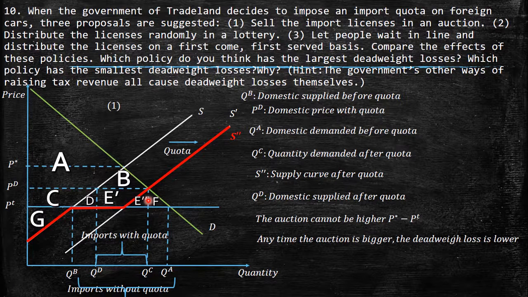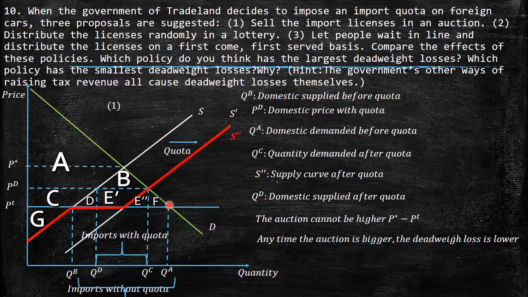Okay, and the third, let people wait in a line, distribute the licenses on a first come first served basis. It's going to be the same. It's going to be DNF, the deadweight loss, but we have to take into account the opportunity cost. So the time that you are wasting waiting in a line is going to be represented as a cost, because you can maybe do something else instead of waiting in a line. So it's going to be, between quotation marks, a higher deadweight loss.